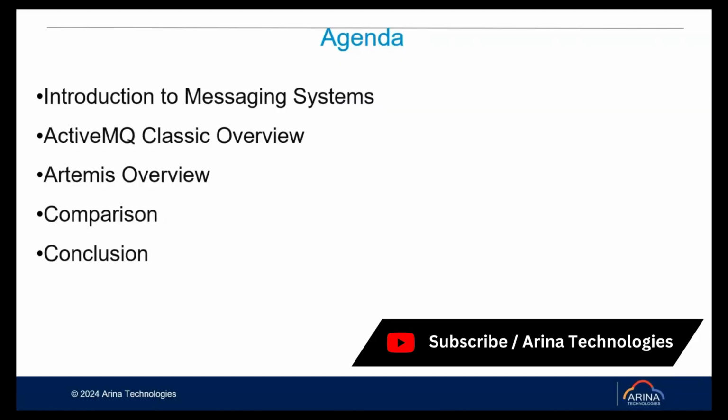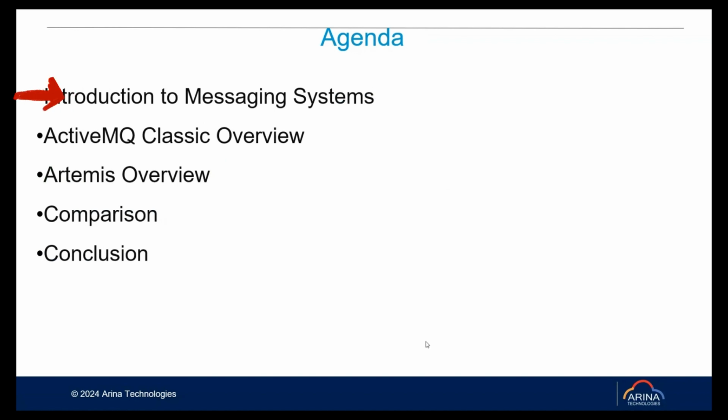So this is the agenda that I wanted to cover today: what is a messaging system. I'll go over the ActiveMQ Classic overview, the Artemis overview, provide a comparison and conclude. And before we get to the introduction, we all know that in today's digital era, where real-time processing and microservices architecture dominate, the importance of efficient message brokering is prevalent. Message processing is the backbone that ensures seamless communication between different parts of an application to handle everything from simple to complex tasks of complex distributed systems.